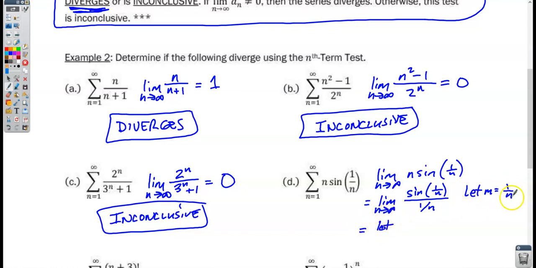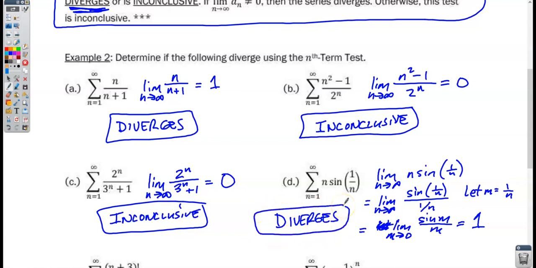As n goes to infinity, since m is 1 over n, that means this is going to be the limit as m goes to 0 of sine of m over m. This is a limit that you should recognize. The value of this limit is 1. 1 is not 0, therefore, by the nth term test, we can say that this series diverges.